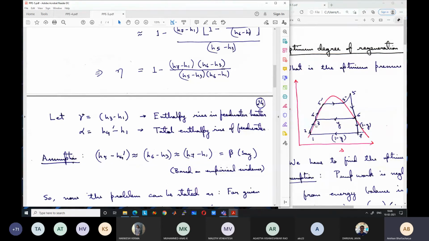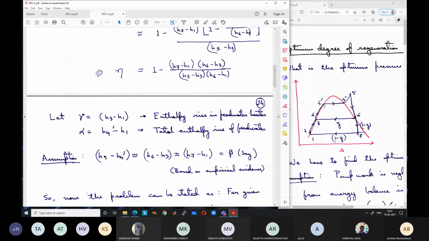This term is fixed because the boiler pressure and condenser pressure are fixed, so H1 and H4 dash are fixed. Let us call this alpha. So alpha is fixed, but gamma is a variable. Gamma can vary from 0, when point 3 coincides with point 1, to the maximum value alpha, when point 3 coincides with point 4 dash. So gamma is between 0 and alpha.